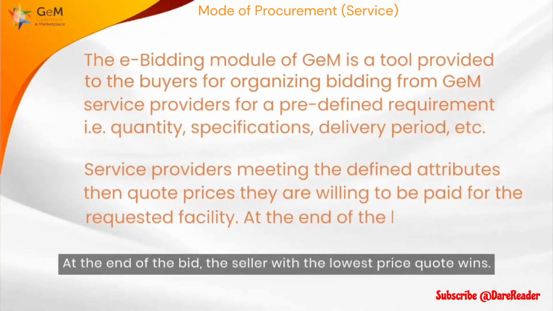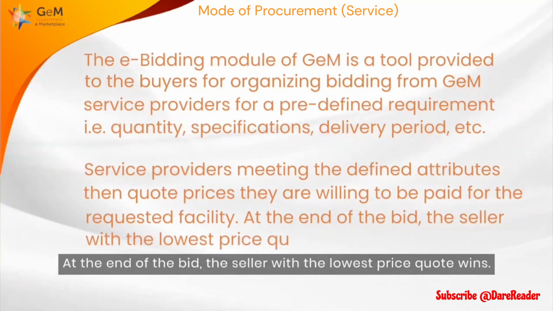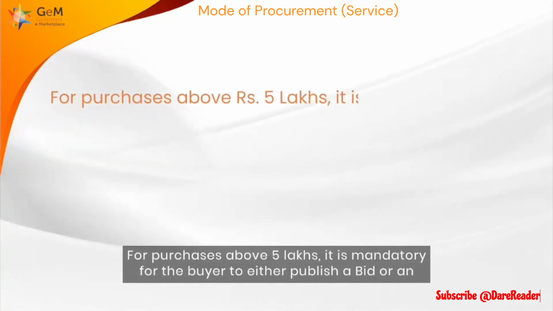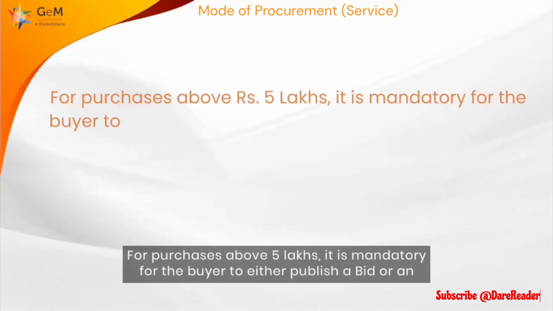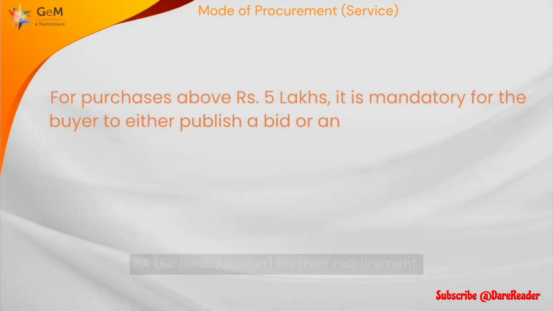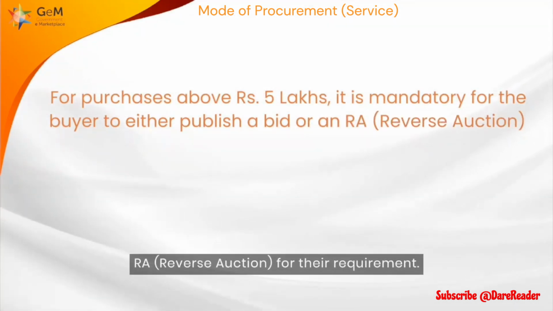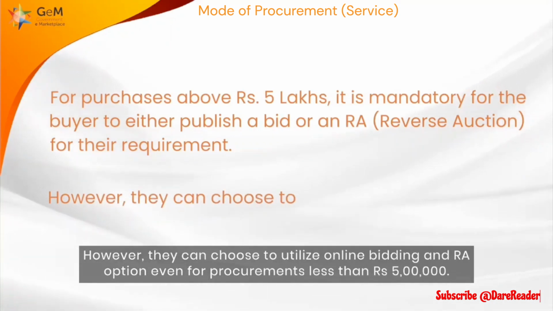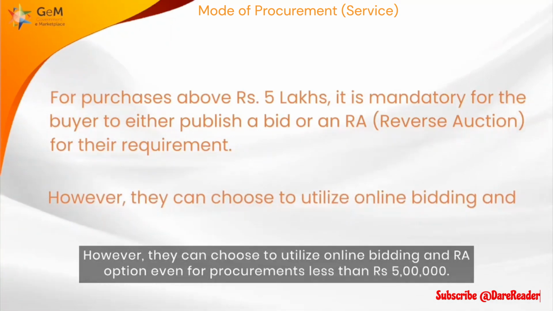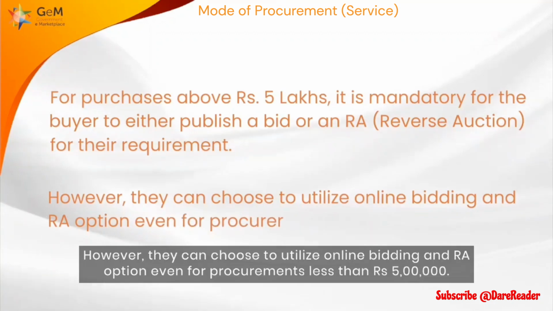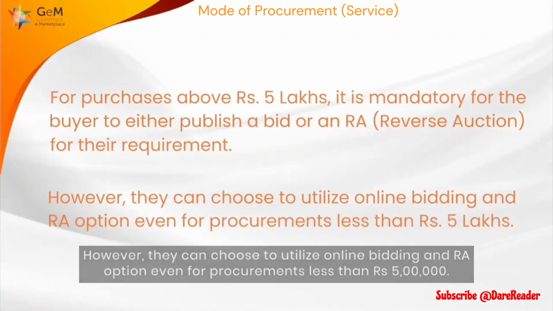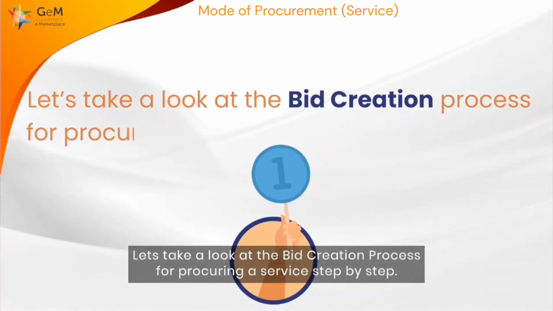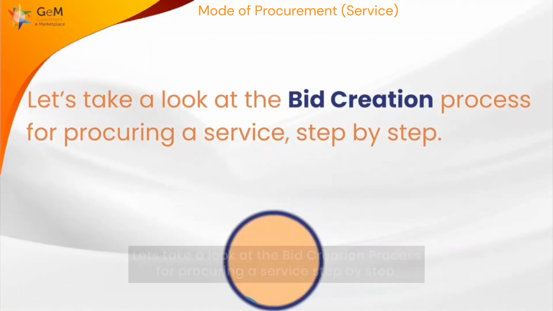At the end of the bid, the seller with the lowest price quote wins. For purchases above 5 lakhs, it is mandatory for the buyer to either publish a bid or an RA reverse auction for their requirement. However, they can choose to utilize online bidding and RA option even for procurements less than Rs. 5 lakhs. Let's take a look at the bid creation process for procuring a service step by step.